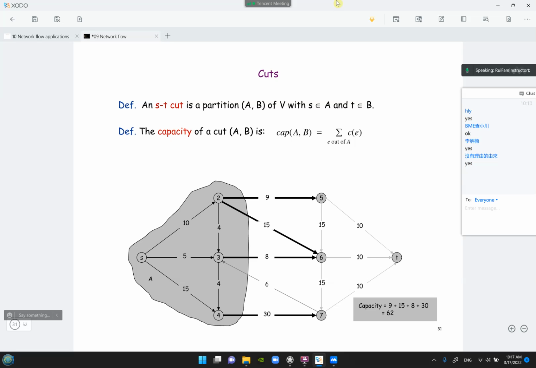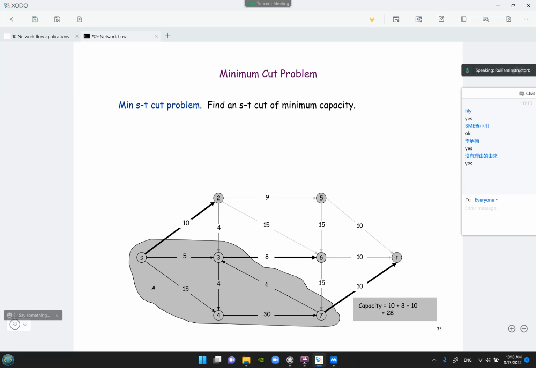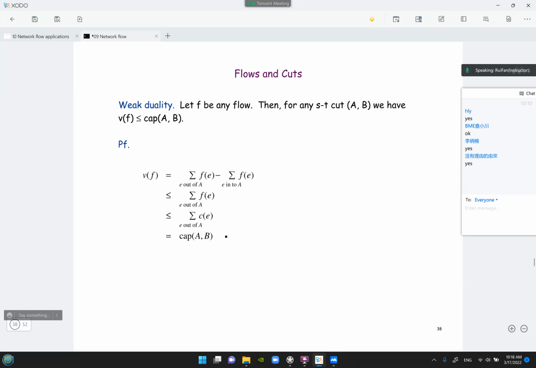After that, we look at the capacity of the cut, which means we look at all of the edges that go from A to B and sum up their capacities. For example, in this case, we have 5 edges that cross between A and B, but only 4 of them go from A to B. One of them goes from B to A, and we ignore that edge. If you sum up all of the capacities that go from A to B, that is the capacity of this cut.